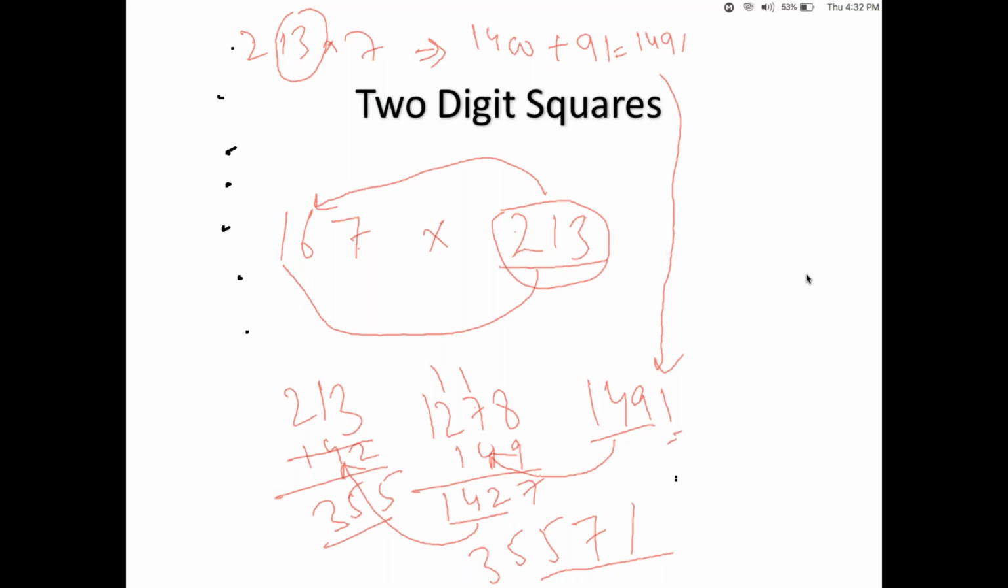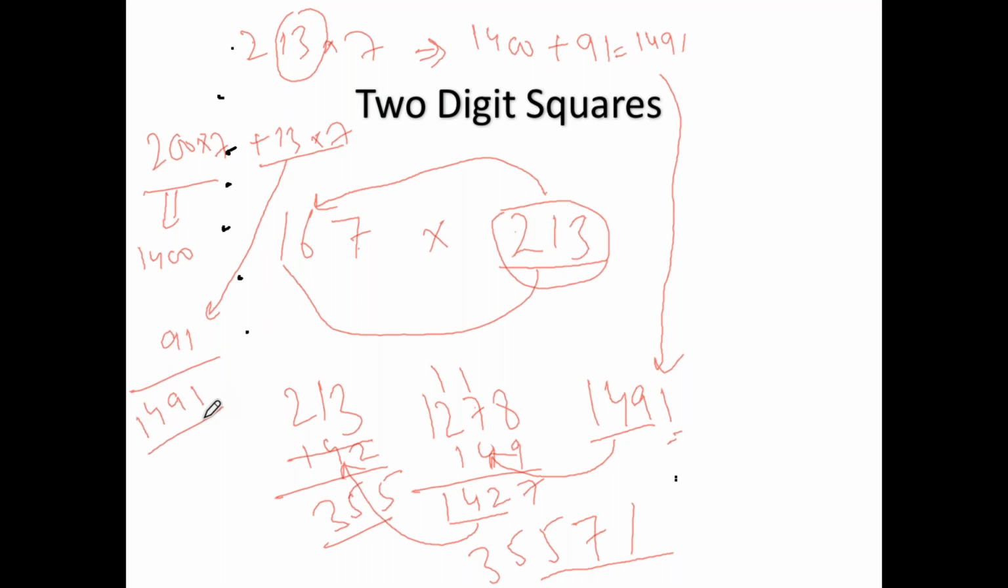Okay, Chahat has not understood 213 into 7. I'll repeat that. Chahat, when I do 213 into 7, I am just doing 200 into 7 and 13 into 7. I'm just breaking it down. 200 into 7 is 1400. 13 into 7 is 91. So in totality, this becomes 1491. Chahat, have you understood?